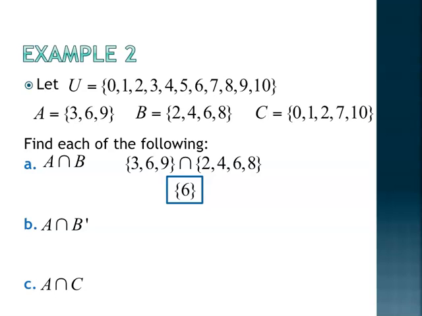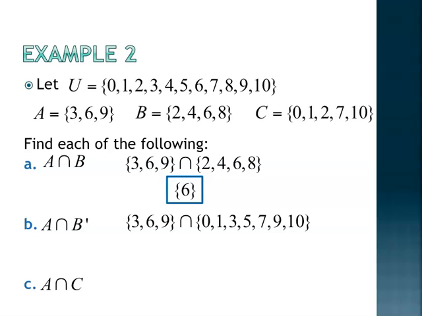Alright, next we're going to find A intersect B prime. So remember that B prime, the complement of B, is going to be everything that's in the universal set but not in B. So we know that in set A we have 3, 6, and 9. In the complement of B, that's everything that's not in B, so that looks like it would be 0, 1, 3, 5, 7, 9, and 10.